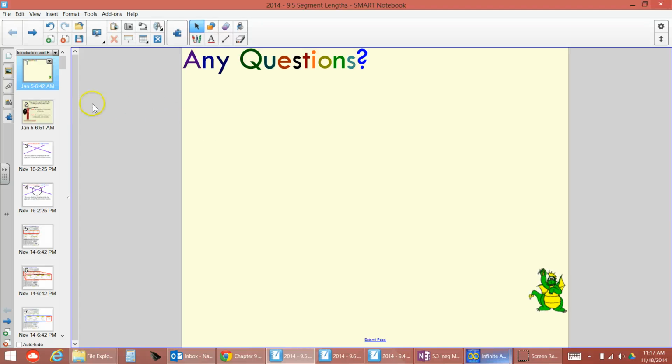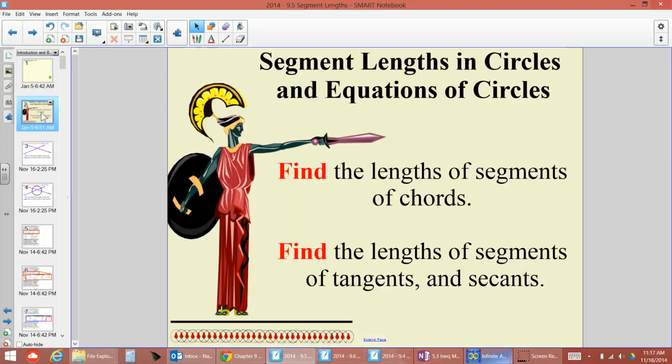Okay, this is 9.5. This is extra credit notes. Not required, but strongly suggested. Talking about segment lengths in circles and equations in circles.